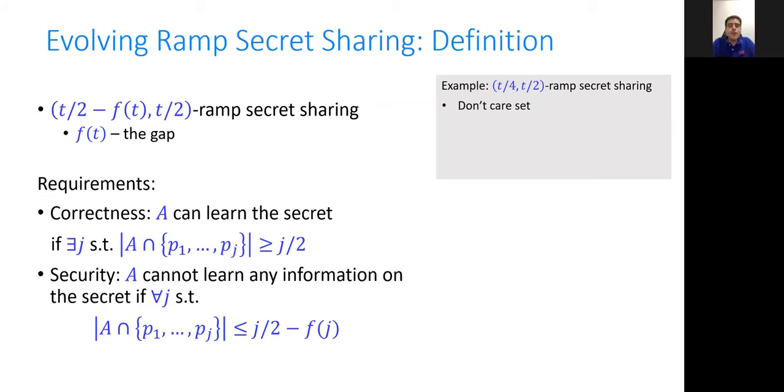An example for don't care set. The set P6, P7, P8 contains three parties from the prefix of the first eight parties, which is greater than a quarter of eight. Therefore, the security condition does not hold for this prefix, and this is not an authorized set. We can see that for every prefix, this set contains less than half of the parties, and then this is not an authorized set.